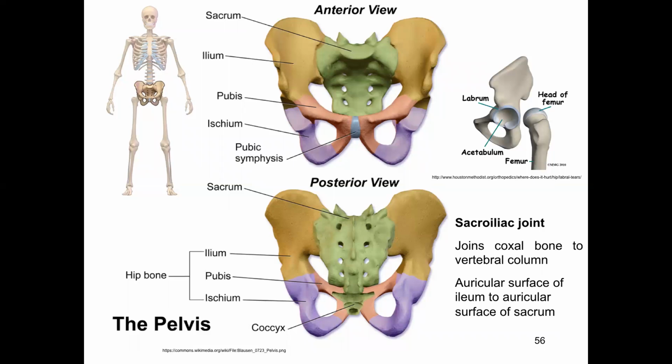Maybe I didn't. I thought I did. But it would be the iliocoxal joint here. Oh, here it is. Sacroiliac joint. Sometimes it's phrased the other way around, iliosacral. So that's, you know, right here. All right.